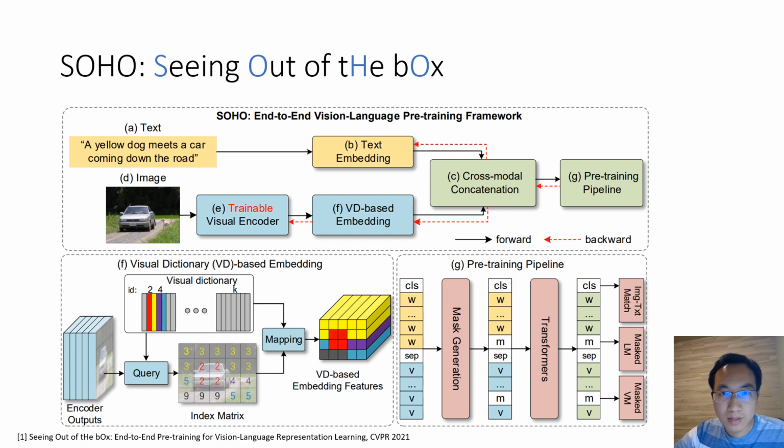As a follow-up work, the same authors also proposed the SOHO work, which is accepted by CVPR this year. SOHO is short for Seeing Out of the bOx. Compared with Pixel-BERT, what they further introduce is the so-called visual dictionary module. Basically, instead of directly using the image features, they do clustering. So each image grid will now be mapped to a cluster index, for example 2, 3, 4, 5, 9 here, and then each cluster index corresponds to one learned image feature vector. And then in the pre-training stage, since now each image region has a label, they design a so-called masked visual modeling pre-training task to predict the cluster label.